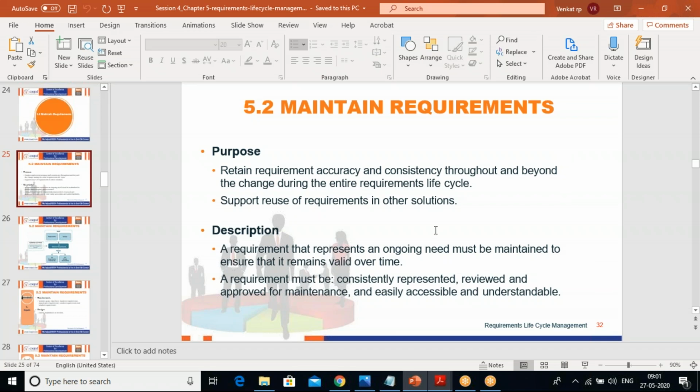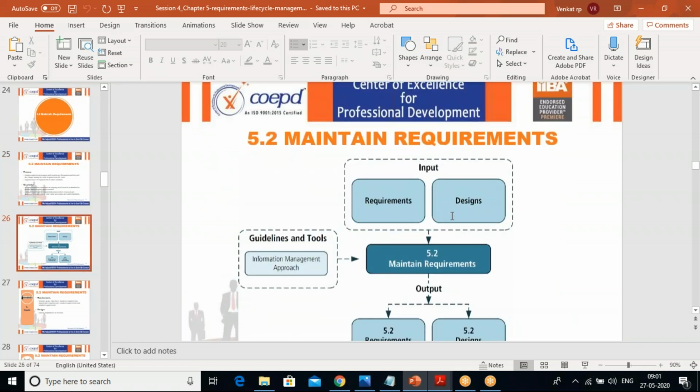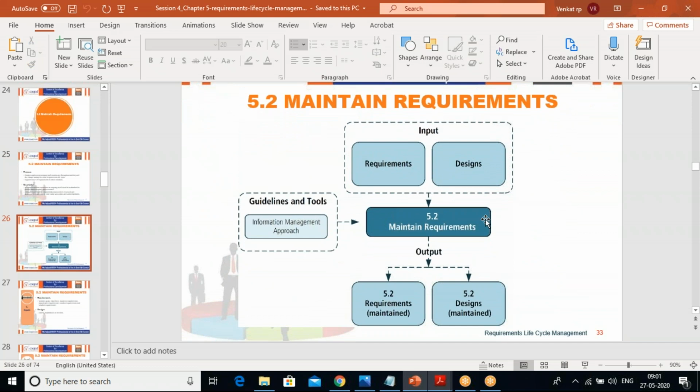And where we are going to store it, how consistency is given, how we are going to get approvals, and what the impact of this requirement structure is on manageability and traceability, and how it supports the other attributes of requirements management. All this we will consider in maintain requirements. Maintain requirements will take requirements and design as the inputs.